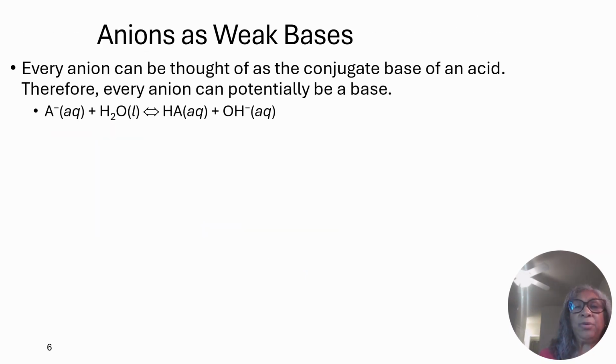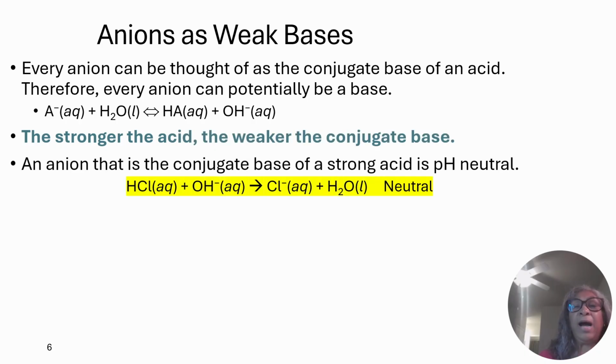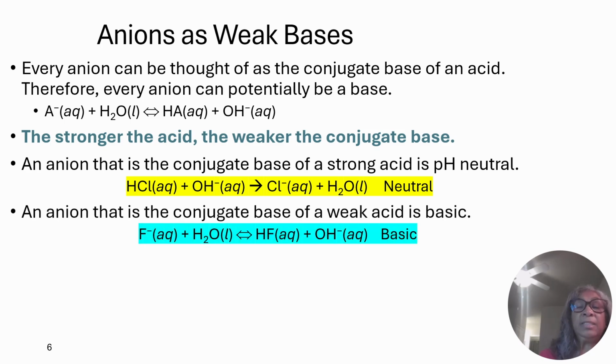Conjugate bases of strong acids are very weak. Every anion can be thought of as the conjugate base of an acid. For example, Cl- is the conjugate base of hydrochloric acid. Cl- is a weak base. The pH is neutral. When you have table salt in water, the Cl- is there and the pH is neutral. It's not sour. Now, if the anion is the conjugate base of a weak acid, the anion is basic.